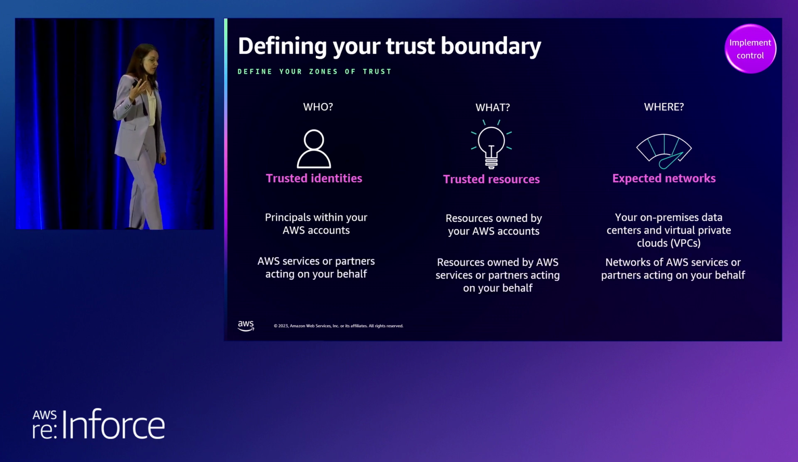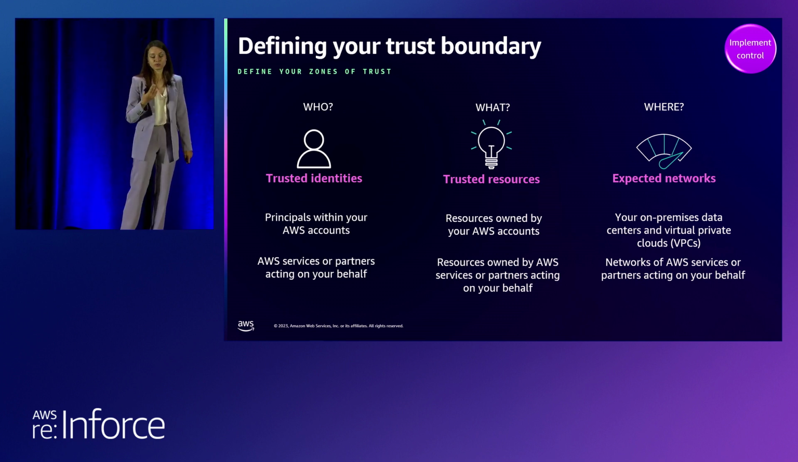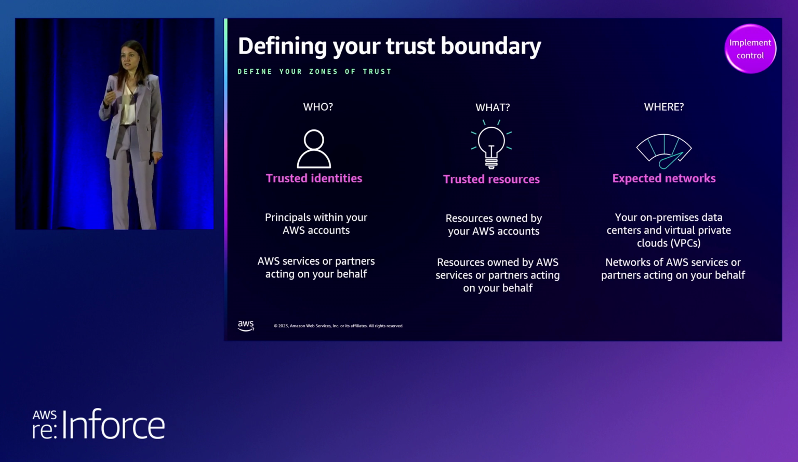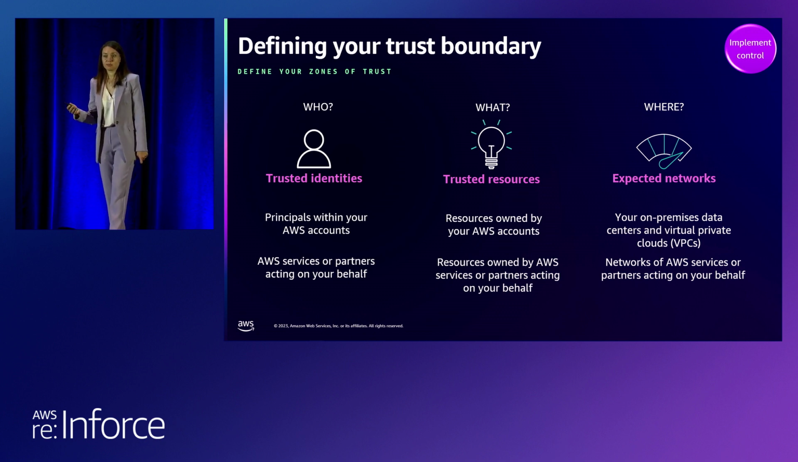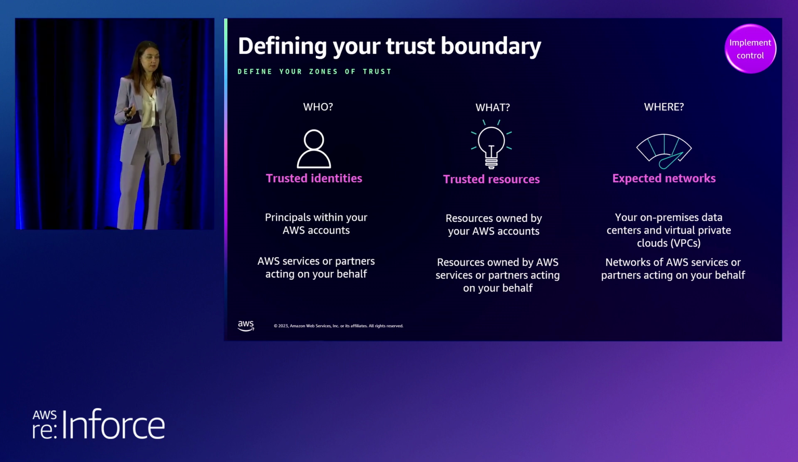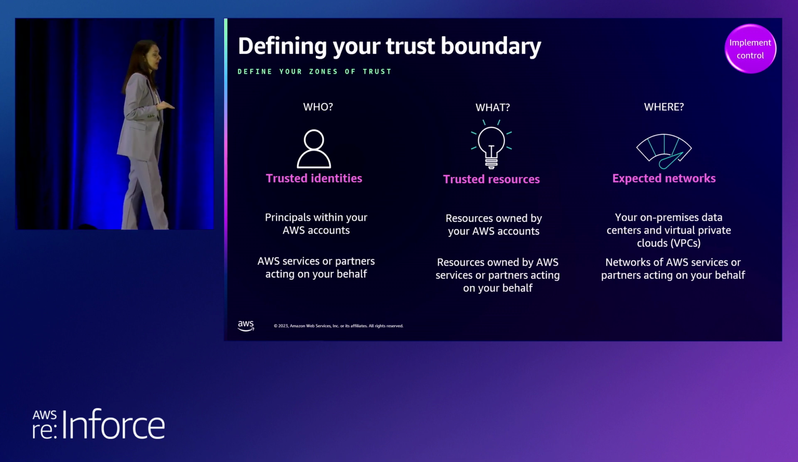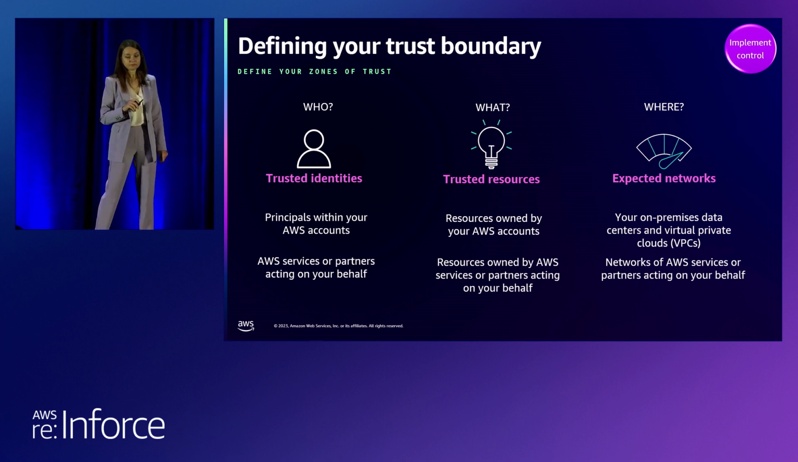But due to the nature of managed services, your developers and applications will also be interacting with identities, resources, and networks that belong to AWS. Your trusted partners also may need access to your resources. So when setting those definitions, you will need to account for all of these approved access patterns in your environment.